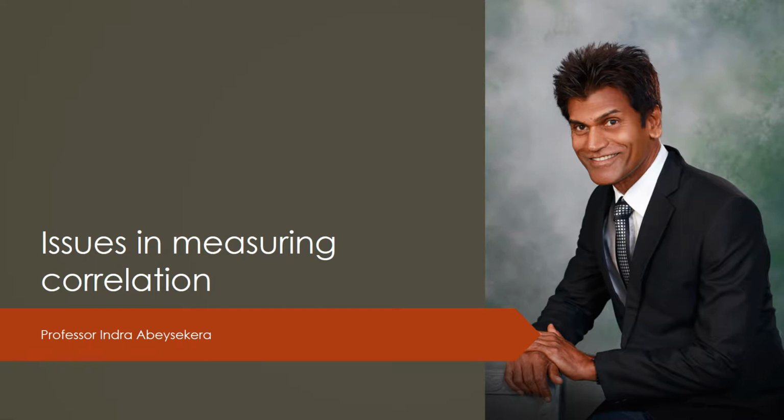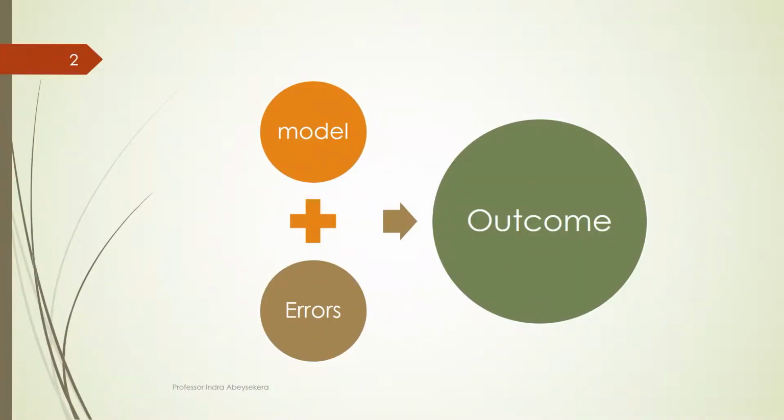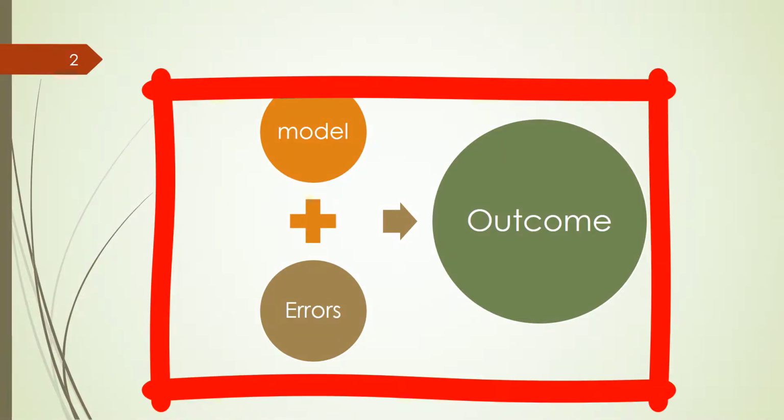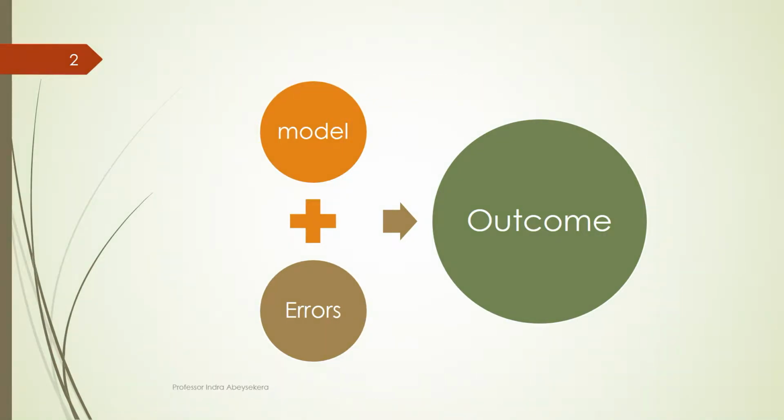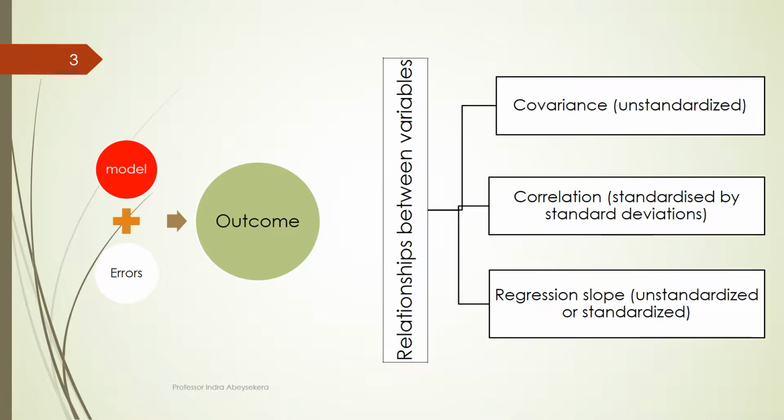Issues in measuring correlation. When we talk about using statistical models to examine an outcome, the model explains some part of the outcome. What the model cannot explain about the outcome is denoted as errors. If we focus on the model, in the model there are variables that we use to explain the outcome.